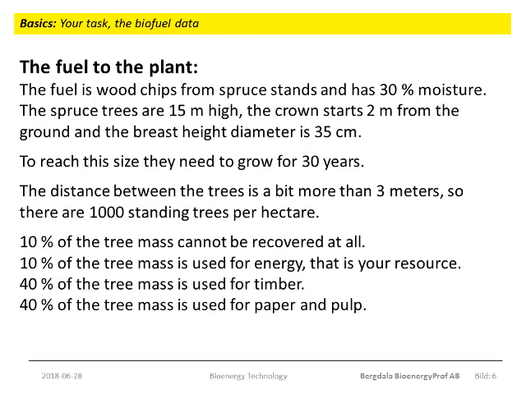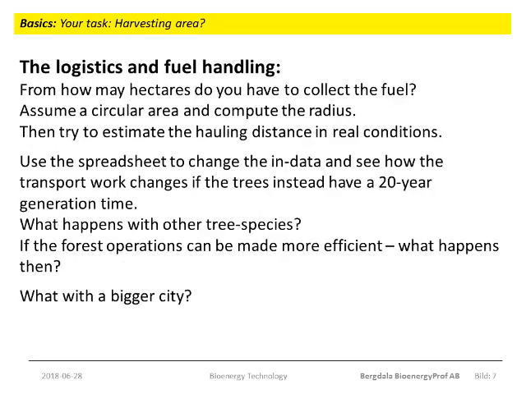You can only collect 10% of the annual growth for energy, and that is because 40% of the tree weight is used for pulp, and 40% is used for timber, and 10% is the stump, and unrecoverable parts lost during felling and forestry. So the question is, how many hectares of forest land do you need to harvest to supply the energy plant? If this land was a circle around the energy plant, what would the radius become?